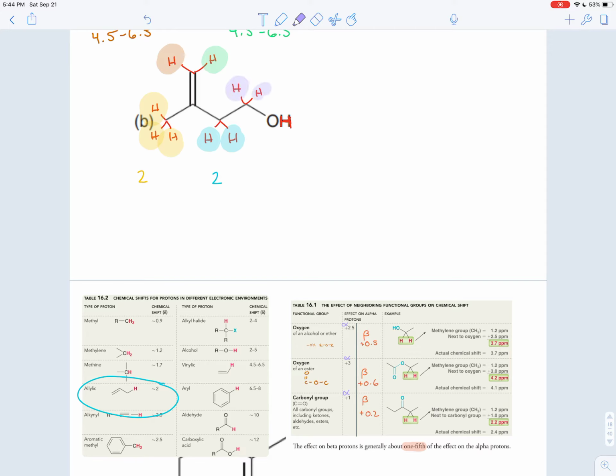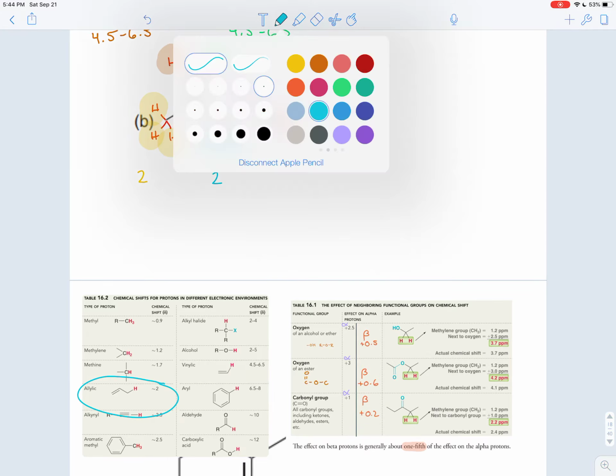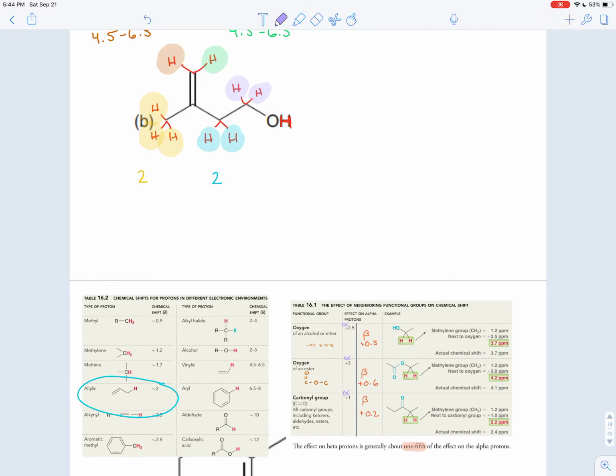Next, we have these hydrogens. Those hydrogens are in a new electronic environment. They're further away from the double bond and much closer to the alcohol. So it's a unique electronic environment that will be represented by a separate peak. And because these hydrogens are not 1 but 2 atoms away from the atom in the double bond, they are not allylic, they are just methylene, CH2. So you'd expect them to have an absorption around 1.2.